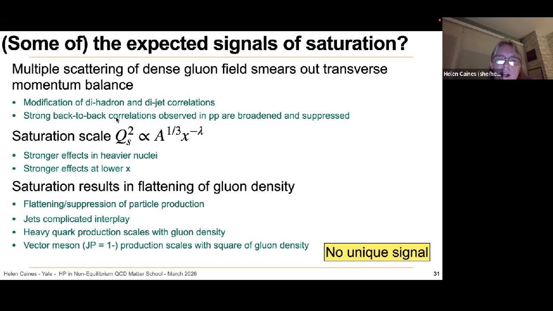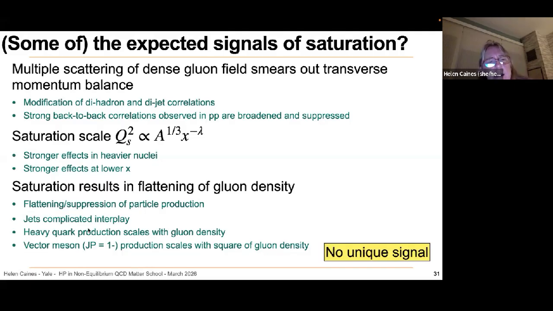We should see that the saturation scale, so the Q squared at which we can resolve the saturation, goes as A to the 1/3, so stronger effects for heavier nuclei, where A is the mass number of the nucleus, and should be stronger effects at lower x. Notice the minus sign here. And this lambda parameter is expected to be around 0.2, 0.3, something less than 1. And we should also see that when we reach the saturation region, there's a flattening of the gluon density because it's saturated. And because particle production scales with the gluon density, you should see that the cross-section at different x's starts to plateau also.